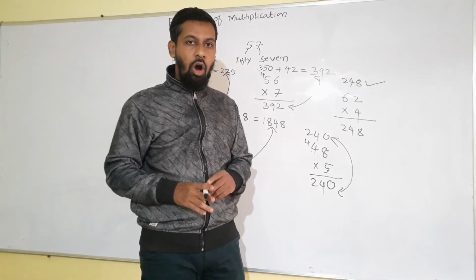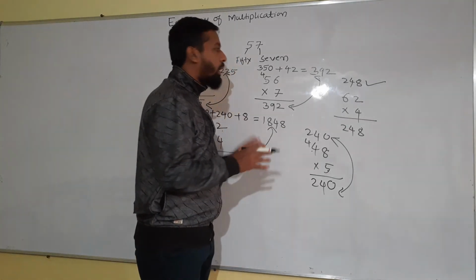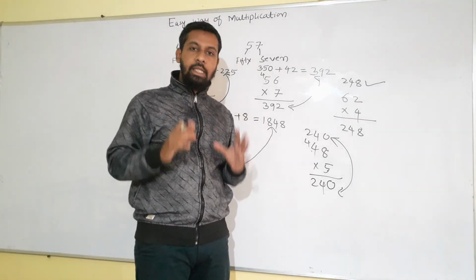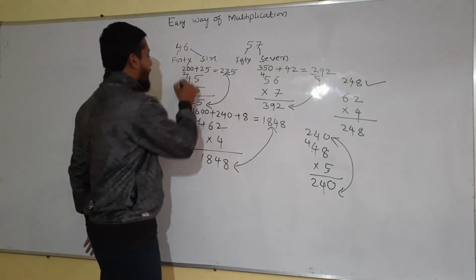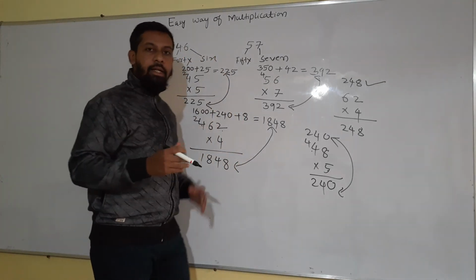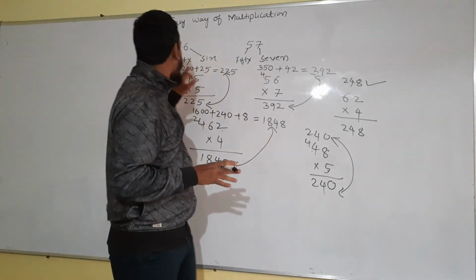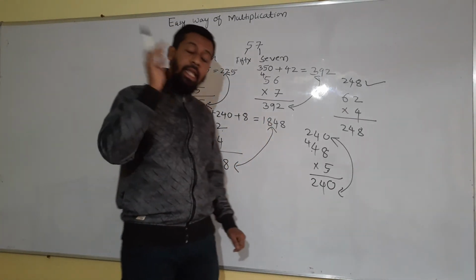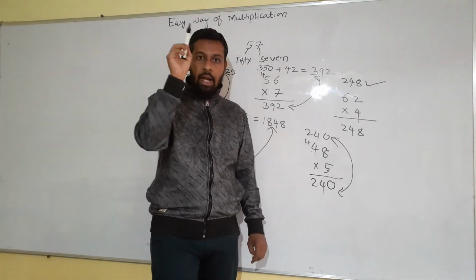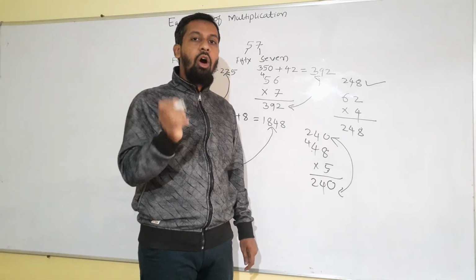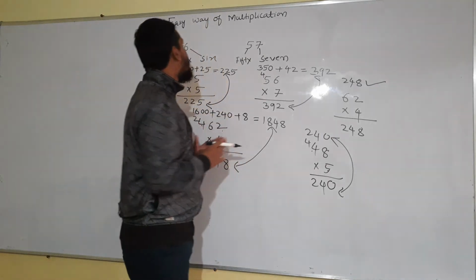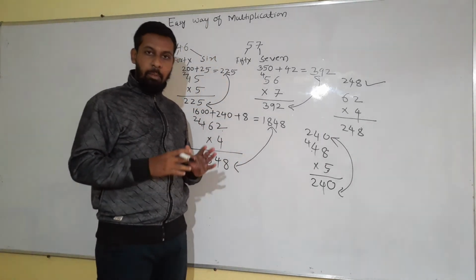I suggest you all, I instruct you all, do one thing: make some problems by yourself. First solve like this as I showed you. Then try to write the answer without solving. Then check whether the answer you wrote is correct or not. So this is the easy way of multiplication.